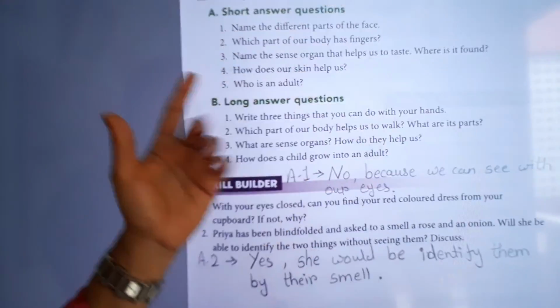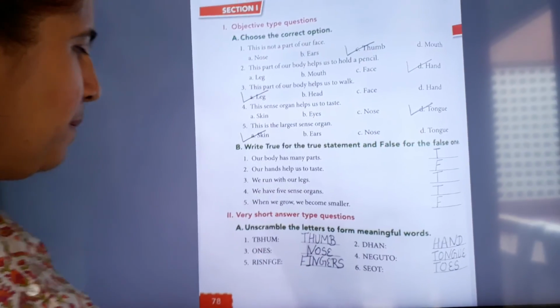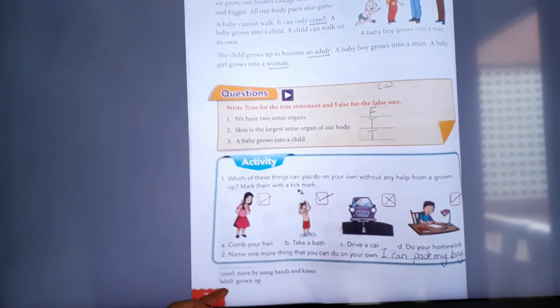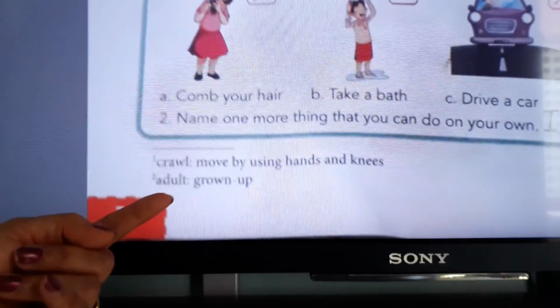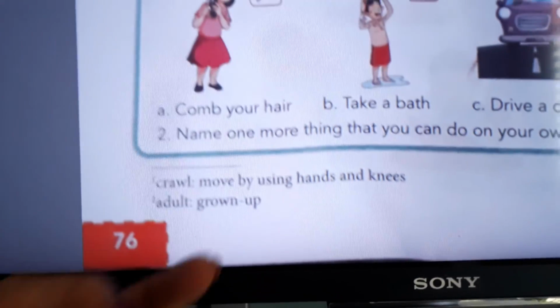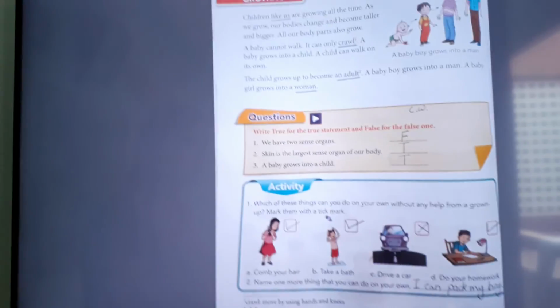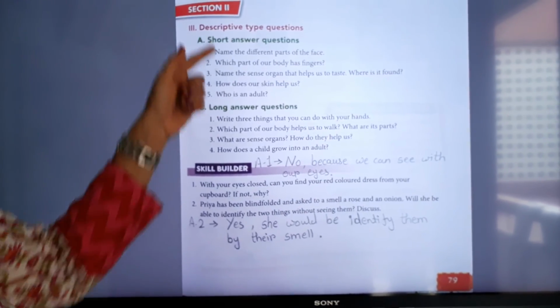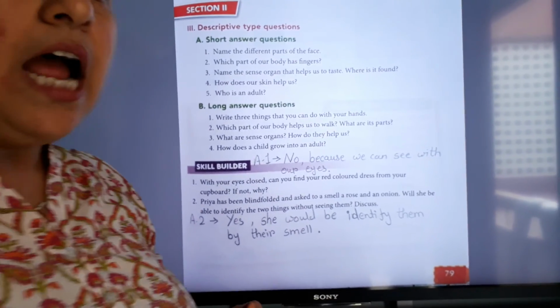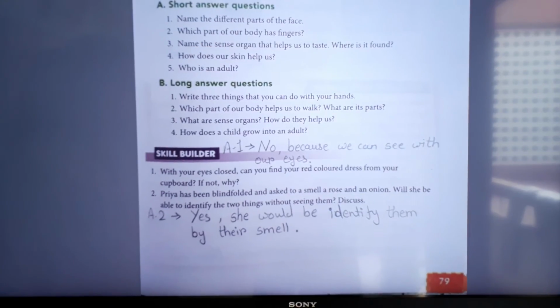Number 5. What is an adult? A grown-up is an adult. So these were our short question answers, right?